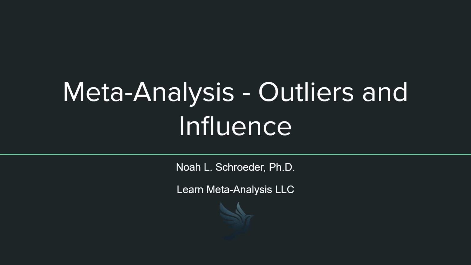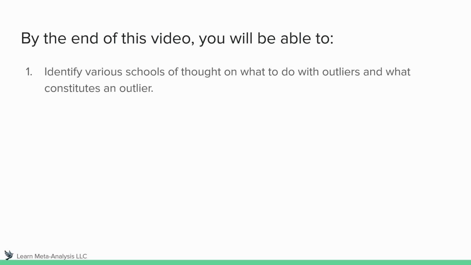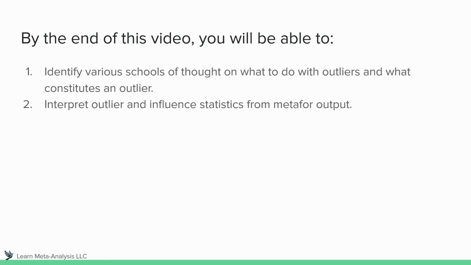Even when you read the meta-analyses that are published, a lot of times they don't talk about if they even searched for outliers or how they examined influence. So let's work towards best practices here and let's check out what these things mean and what we can do about it depending upon what we find. By the end of this video, I want you to be able to identify various schools of thought on what to do with outliers and what constitutes an outlier. And I also want you to be able to interpret outlier and influence statistics from metafor output.